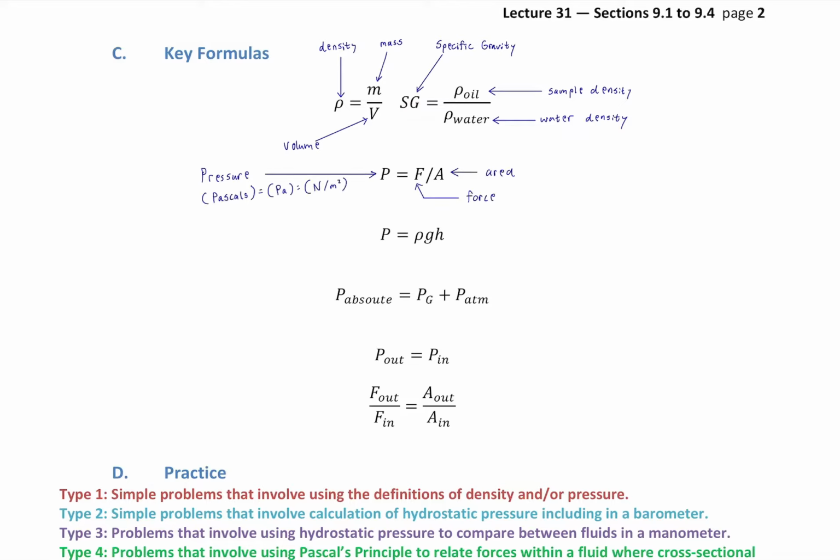Next up is the definition of pressure. All right, so pressure, right there, measured in units of pascals, okay?